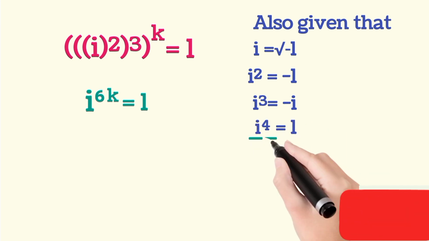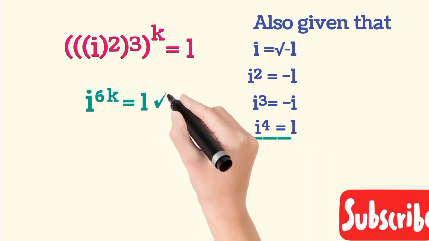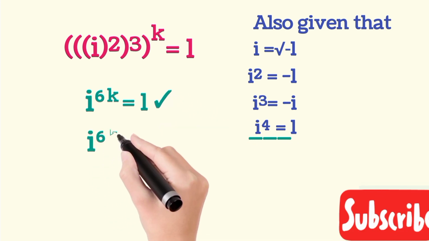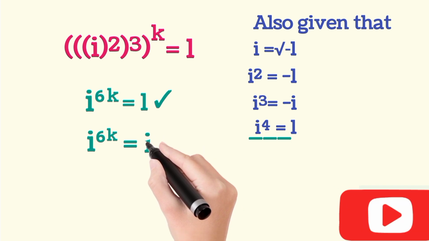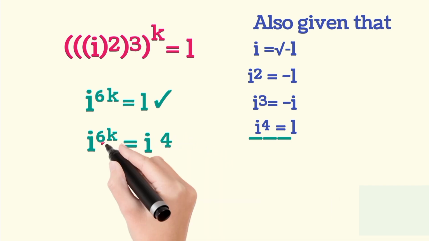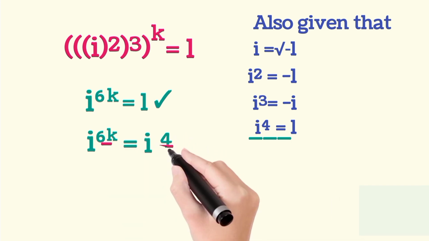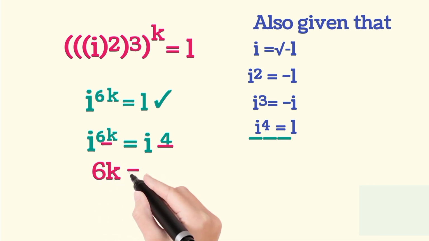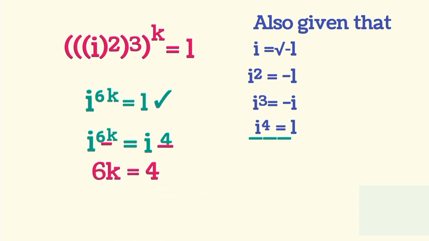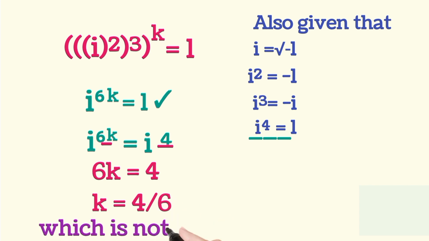Now substituting this value of 1 in this equation, we will get i to the power 6k is equal to i to the power 4. Now bases are equal, so we will compare the powers. So 6k is equal to 4, which will give k is equal to 4 by 6, which is not an integer. So we can't substitute 1 is equal to i to the power 4.